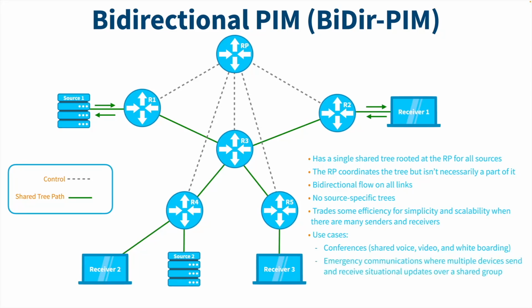As another example, maybe we have some sort of emergency communications network, and we've got all these different locations that are sending updates to one another about a situation. Well, same thing as with a conferencing application. We might have a device at one of our locations that is simultaneously transmitting updates while also receiving updates. We might have multiple senders and multiple receivers. And the efficiency that bidirectional PIM gives us is that they are all using the same shared tree.